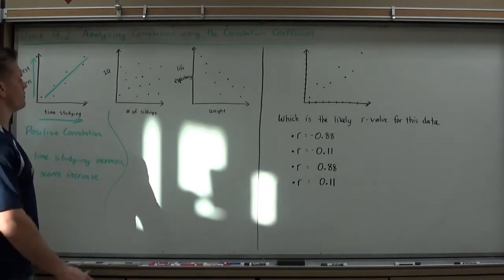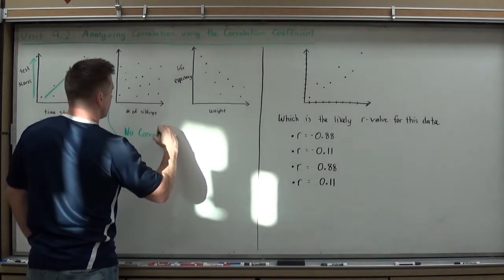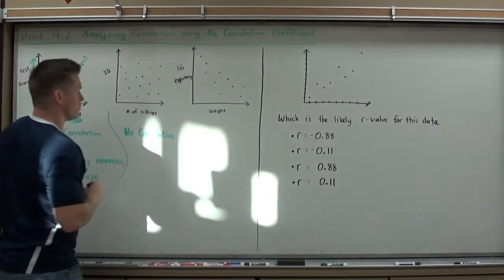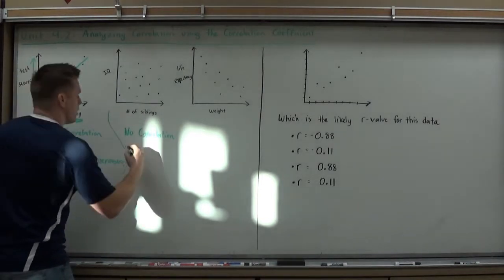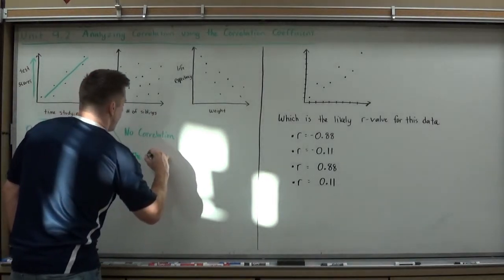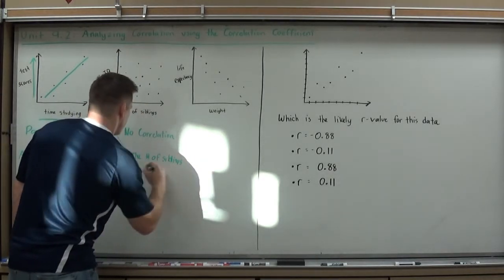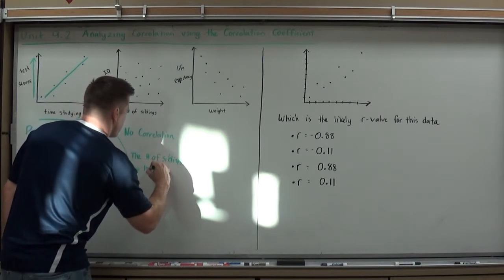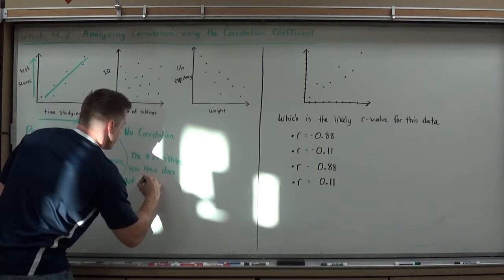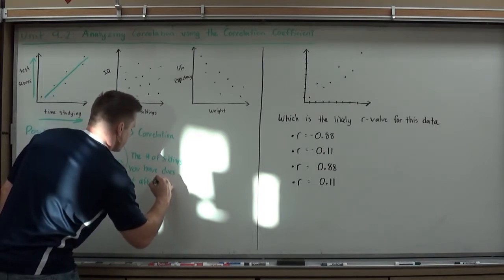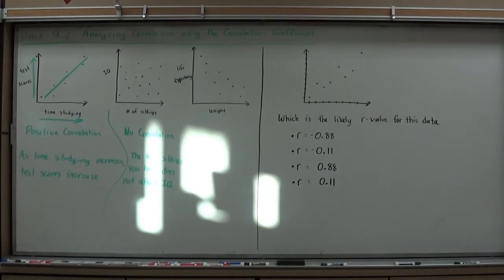And the next one: as the number of siblings increases, IQ scores don't really do much. They're kind of all over the place. This to me looks like there is no correlation because the data doesn't follow any general trend. So what that allows me to say about the quantities in the problem is that the number of siblings you have does not affect IQ, at least according to this particular data, because there's no correlation there.